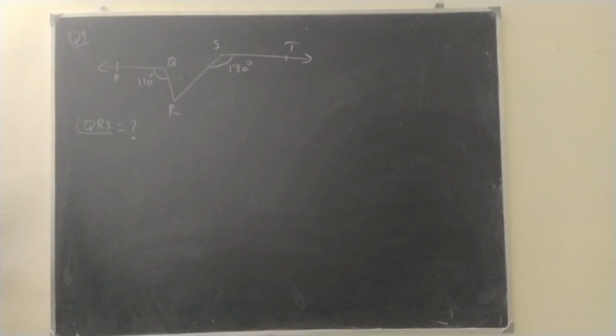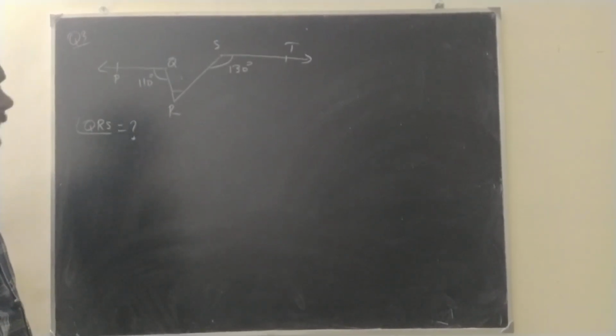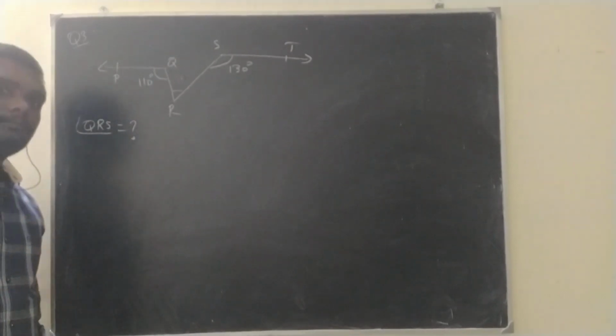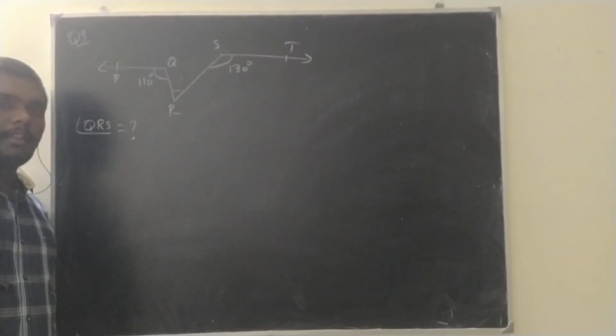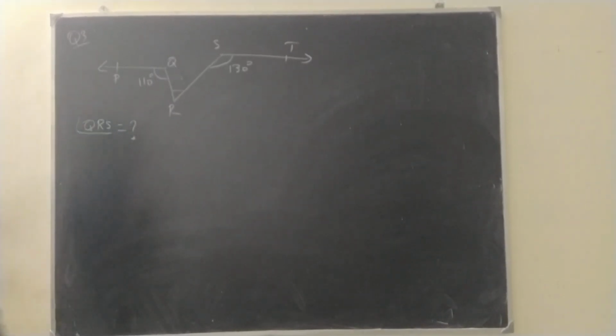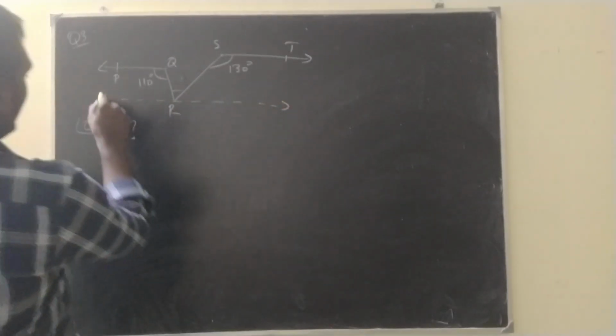How we can find this QRS angle? That lies right in the middle of this. The question itself, they provided a hint. That hint is draw a parallel line through the point R. Parallel to ST through the point R. So if we are drawing one parallel line, we'll name it like AB.